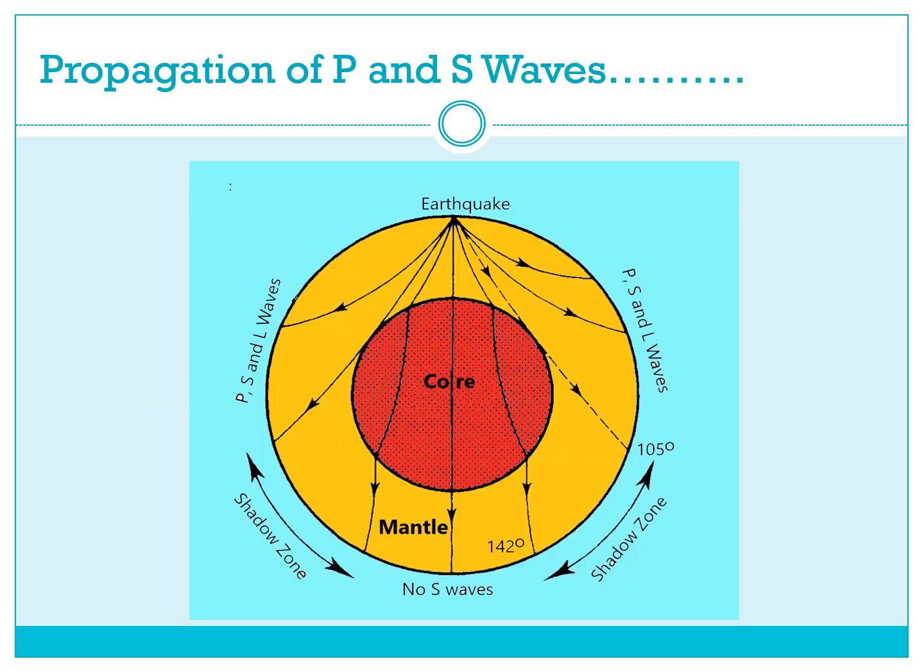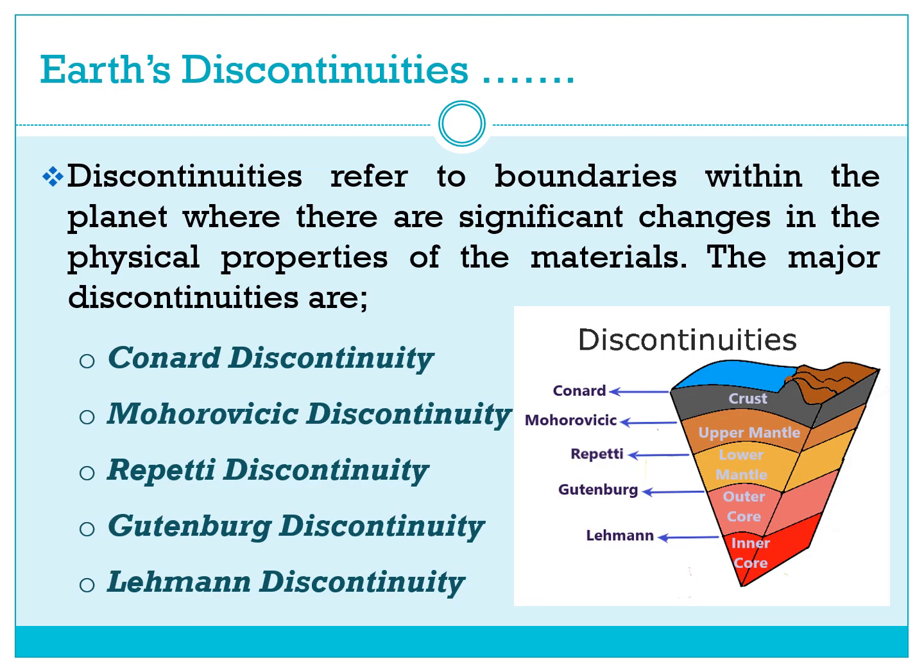Propagation of P and S waves. By studying how P and S waves travel through the Earth and how they interact with its different layers, scientists have been able to piece together a detailed understanding of our planet's interior structure, including its composition, density, and temperature variations. Earth's discontinuities. Several discontinuities were observed during the study of the propagation of seismic waves.